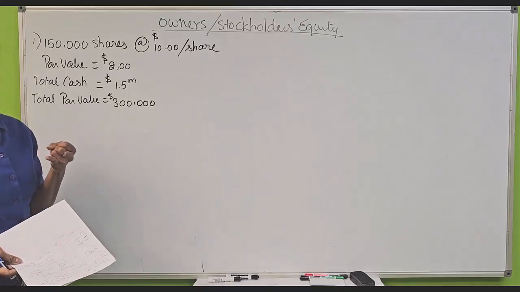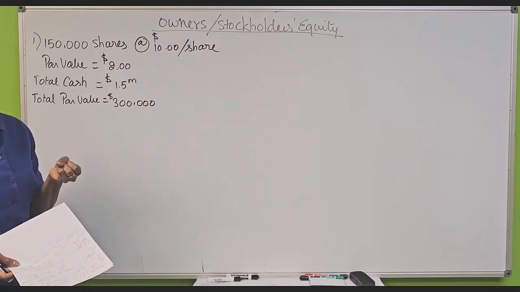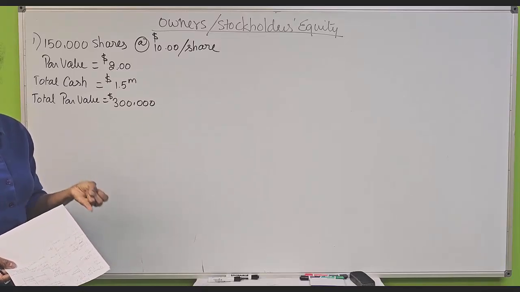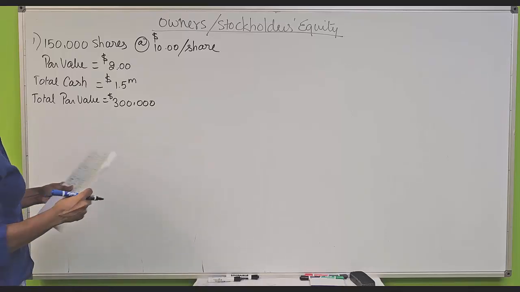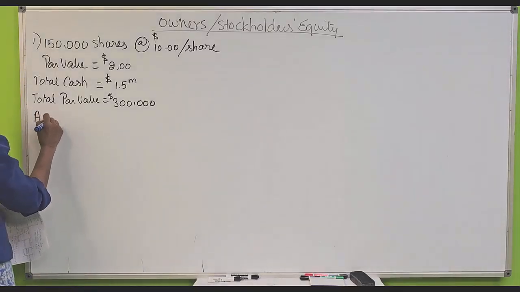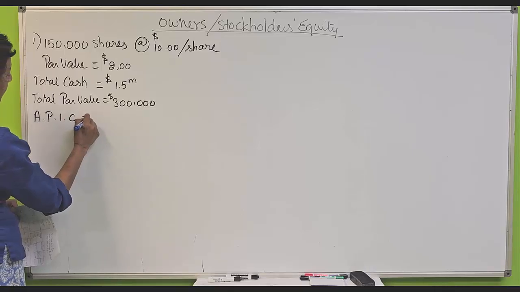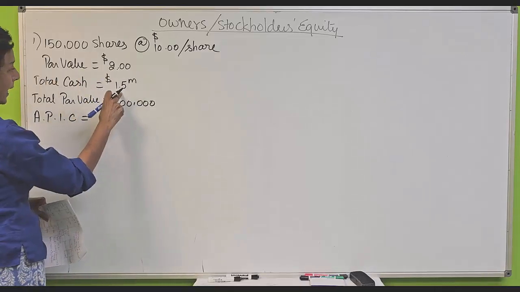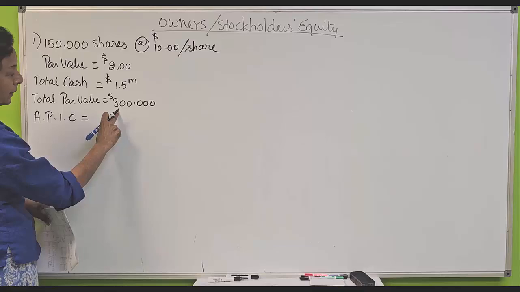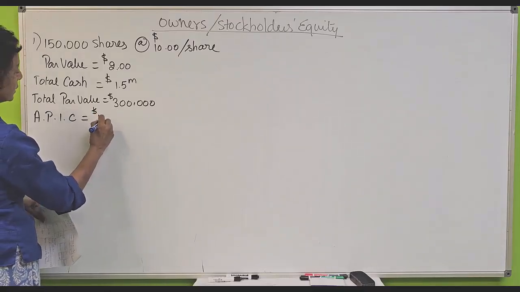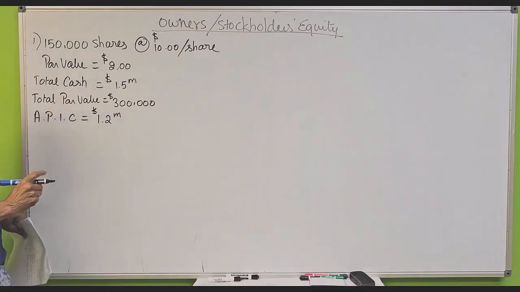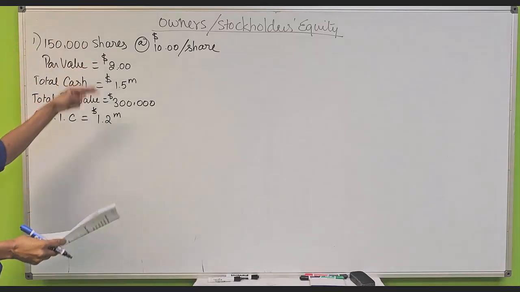Some books call capital paid in excess of par. Some books call additional paid in capital. They all mean the same. So the additional paid in capital, this is the total cash minus the total par value, that equals 1.2 million. So how do we account for this?